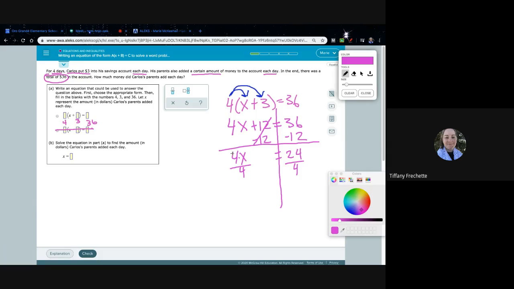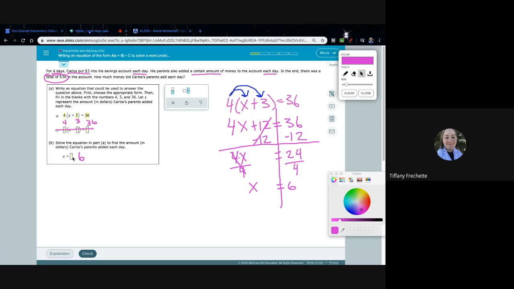And 4 divided by 4, or any number divided by itself, is 1. So x just gets brought down, and that's going to equal 6. So Carlos's parents put in $6 every day. He put in 3, so they doubled his money. They put in twice the amount he put in every day. That's pretty darn nice. I would take that deal any day. That's a pretty good deal.